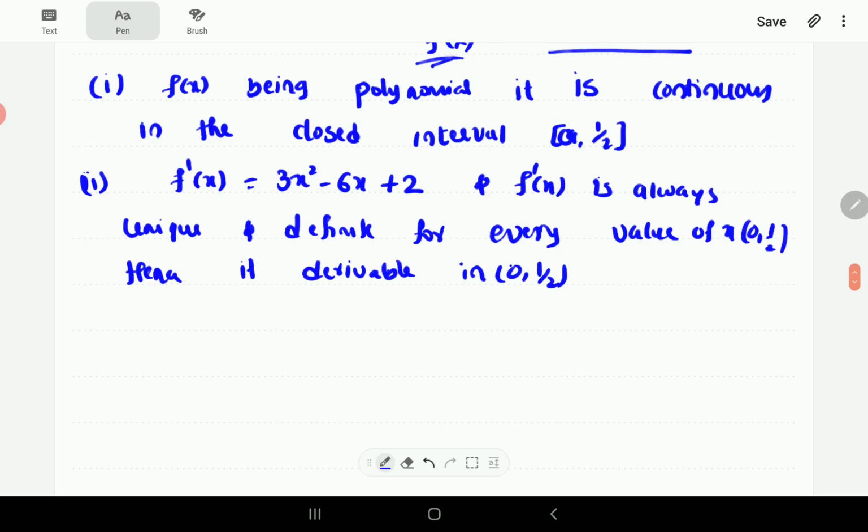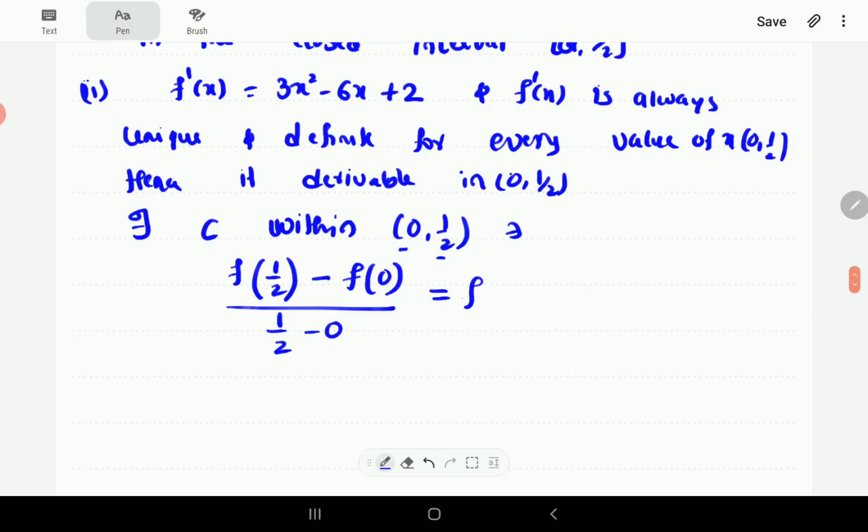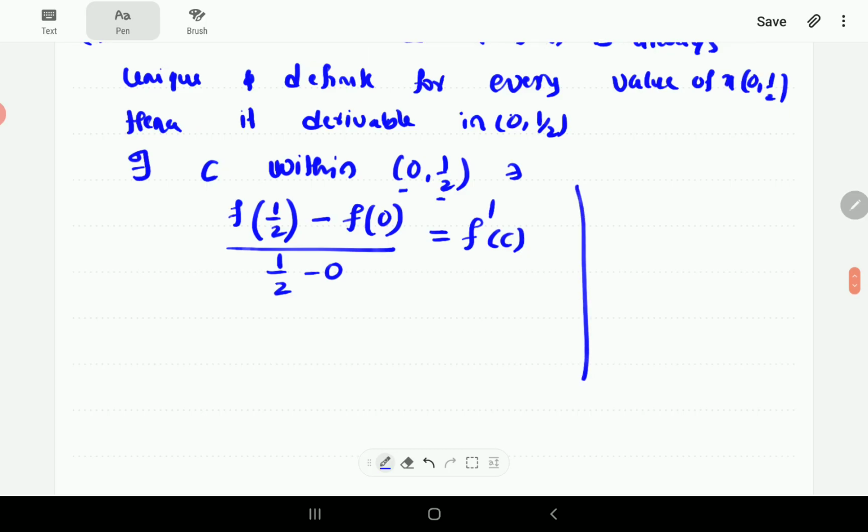Therefore f of x satisfies the first and second conditions of the mean value theorem. So from the theorem there exists a point C within the interval 0 comma 1 by 2 such that, this is your A and this is your B, f of 1 by 2 minus f of 0 upon 1 by 2 minus 0 should be equal to f dash of C. Because the condition of the mean value theorem is f dash of C equals f of B minus f of A upon B minus A, and in this case A is 0 and B is 1 by 2.